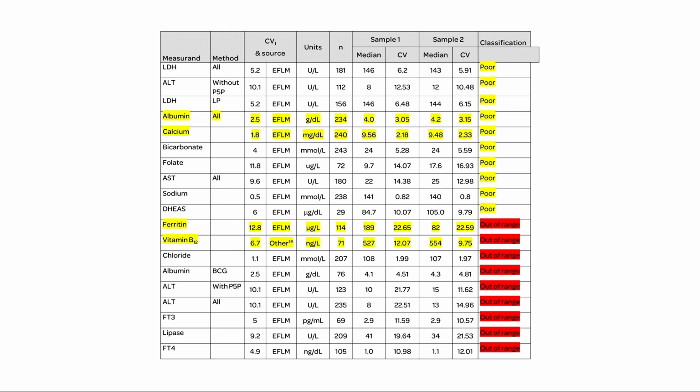And in fact, that's what we showed, that you can't use common reference intervals for ferritin, no surprise, that's what I just said. B12, no surprise, difficult method. Chloride, that's a surprise. Albumin, ALT, free T3, lipase, free T4. And there's poor correlation for LD, ALT without P5P, LD, albumin. So what we've assumed we could do in Australia, based on work we did 10 years ago, that you could use common reference intervals, might not be valid.